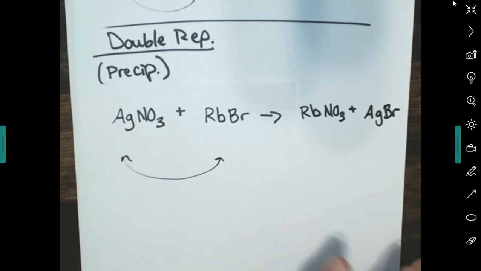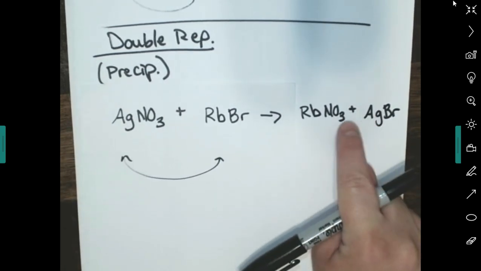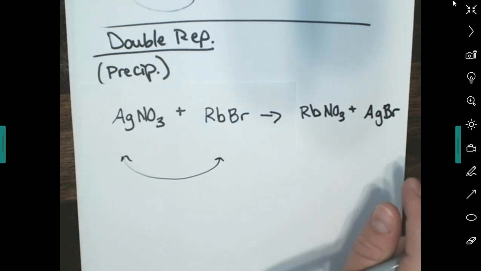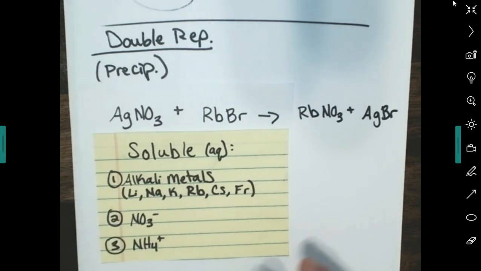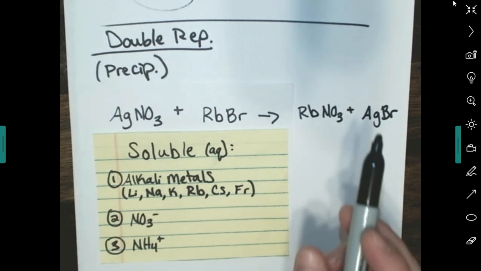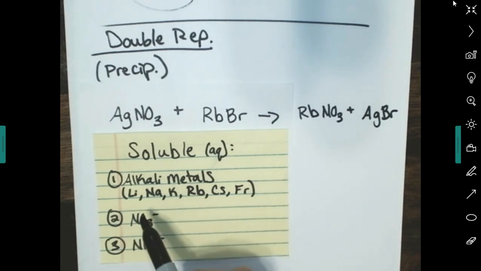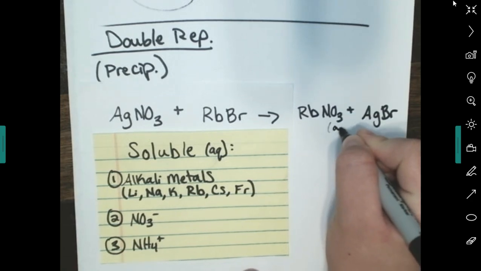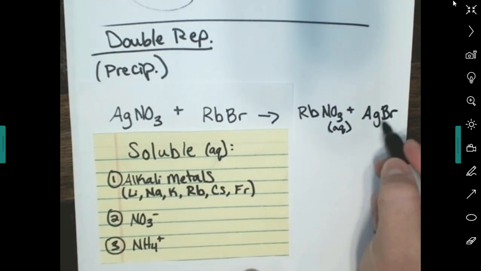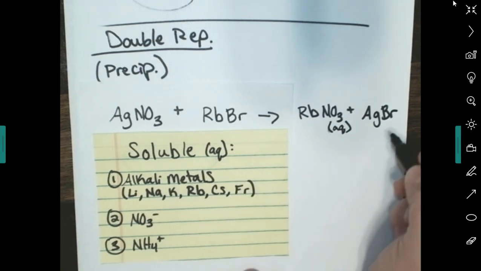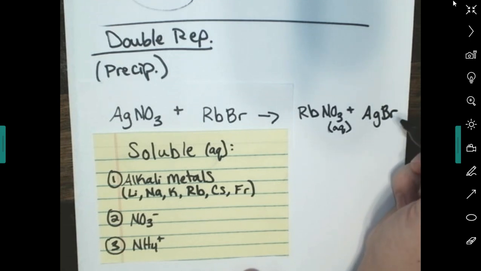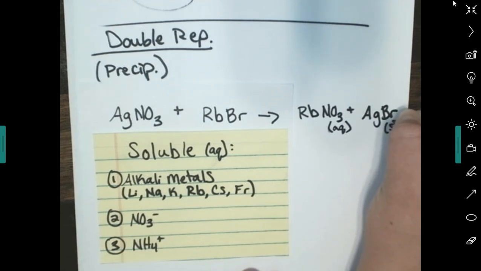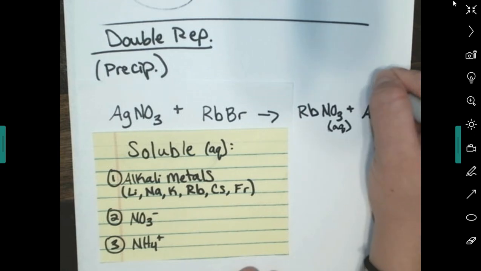Now, in a precipitation reaction, the most important thing is to figure out what your precipitate is. Okay? So there are some solubility rules that I gave you guys. These things are soluble: anything with an alkali metal, anything with nitrate, anything with ammonium. So if I look here, this has nitrate in it. So that means this is going to be soluble, which is going to be aqueous. Okay. This does not have any of these three things in it. Because it doesn't have any of these three things in it, it is considered insoluble, or a solid, or a precipitate. So that one would be your precipitate.